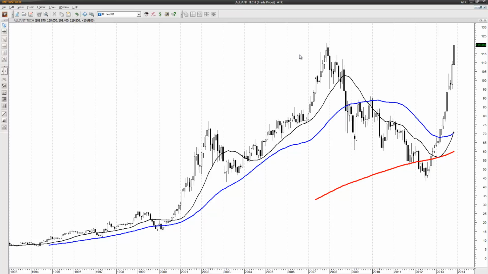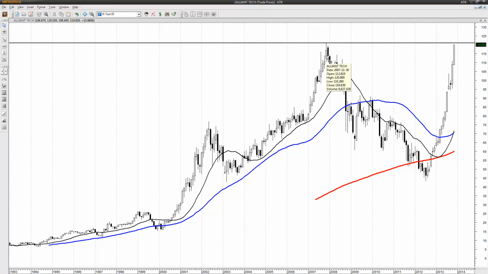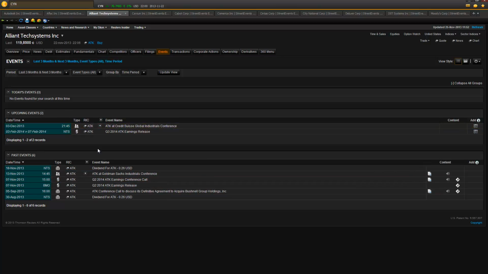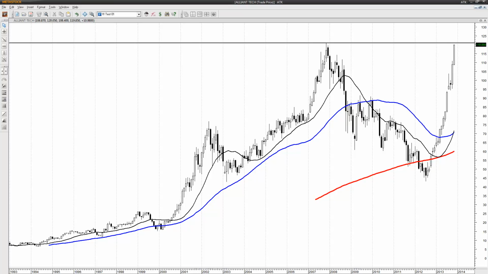Next chart, Agilent Technologies. This is the short sell limit level I use. The print is 120.90. That's where I put in my short sell limit order. Check for earnings. Agilent Technologies, no earnings in the near future.